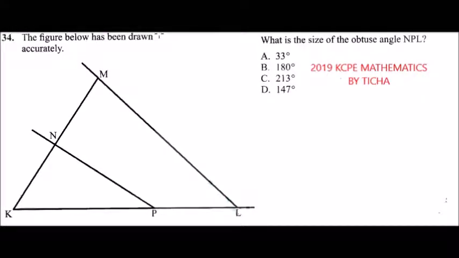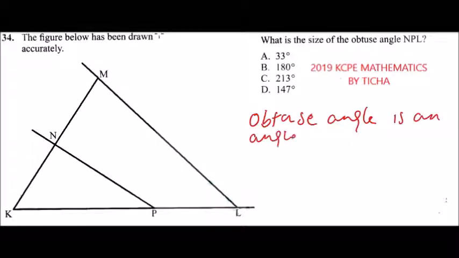Question number 34. The figure below has been drawn accurately. So we have the figure. What is the size of the obtuse angle NPR? So an obtuse angle is an angle greater than 90 degrees. So you are being tested, do you know what that is? That is how we describe an obtuse angle.